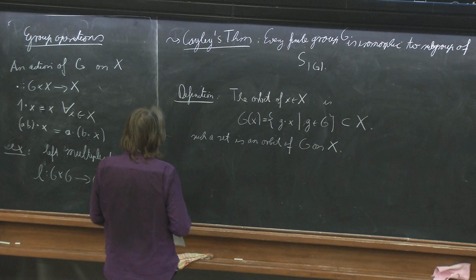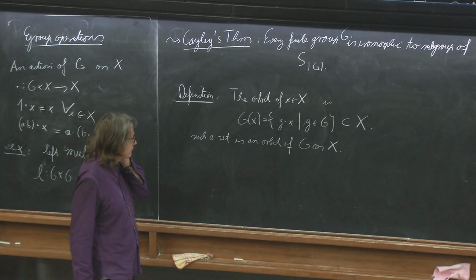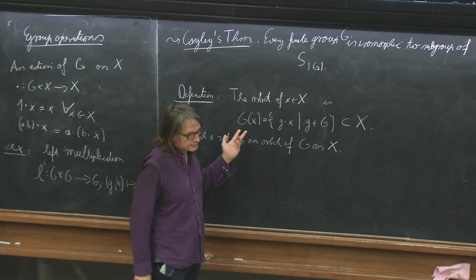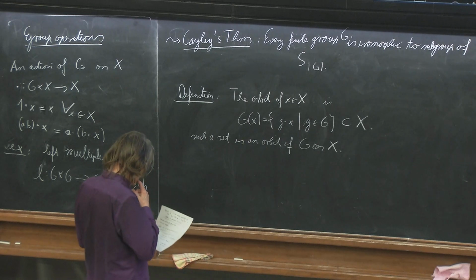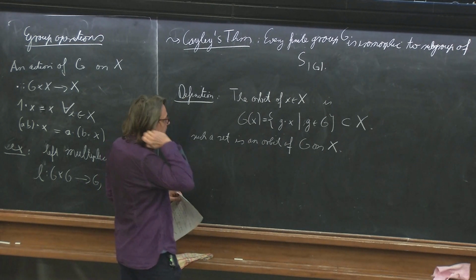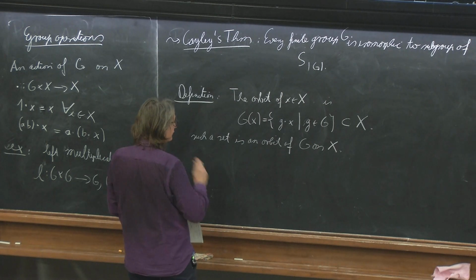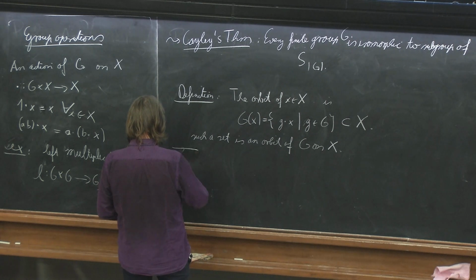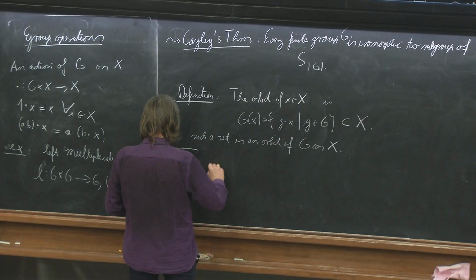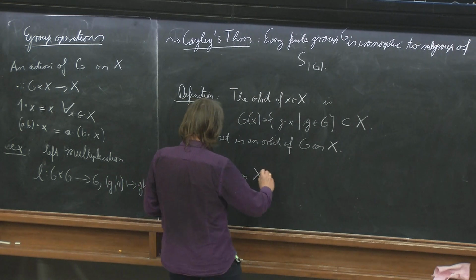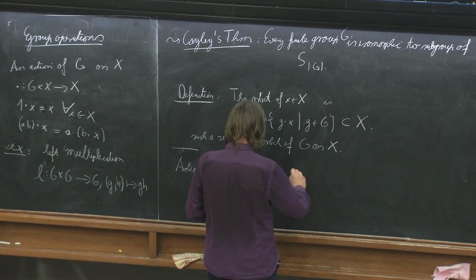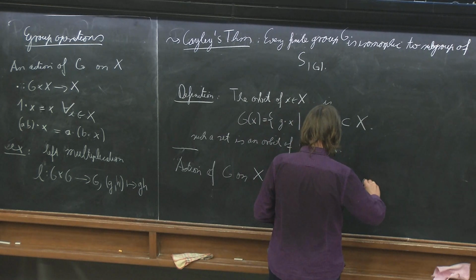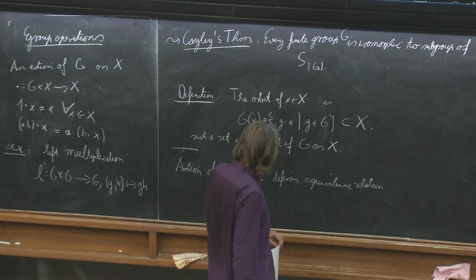So clearly we had introduced transitivity for actions. Clearly an action is transitive if there is an x in X such that its orbit is the whole of X. So we can also say that the action of G on X defines an equivalence relation whose equivalence classes are the orbits.